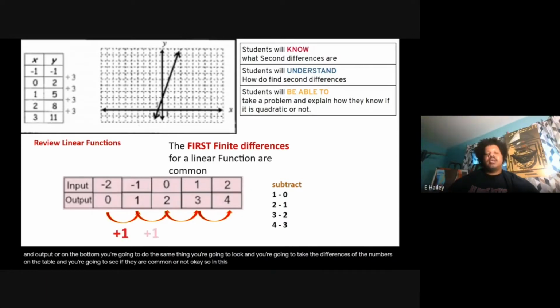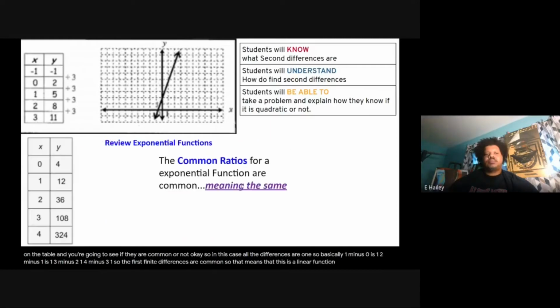Okay. So in this case, all the differences are 1. So basically 1 minus 0 is 1, 2 minus 1 is 1, 3 minus 2 is 1, 4 minus 3 is 1. So the first finite differences are common. So that means that this is a linear function.